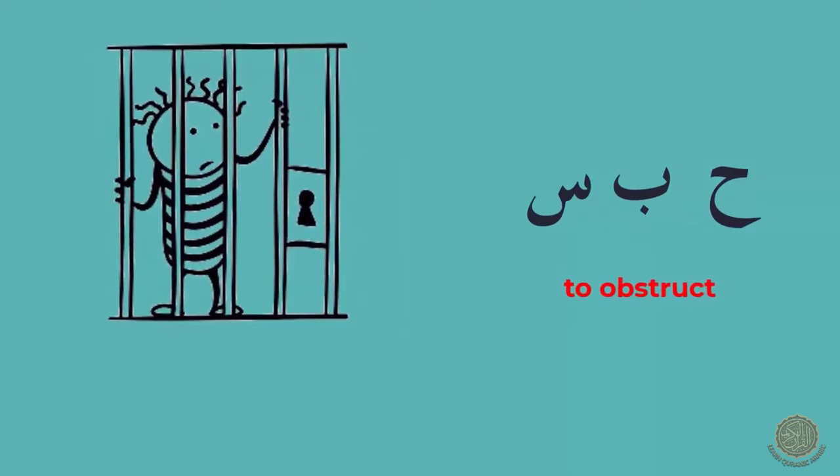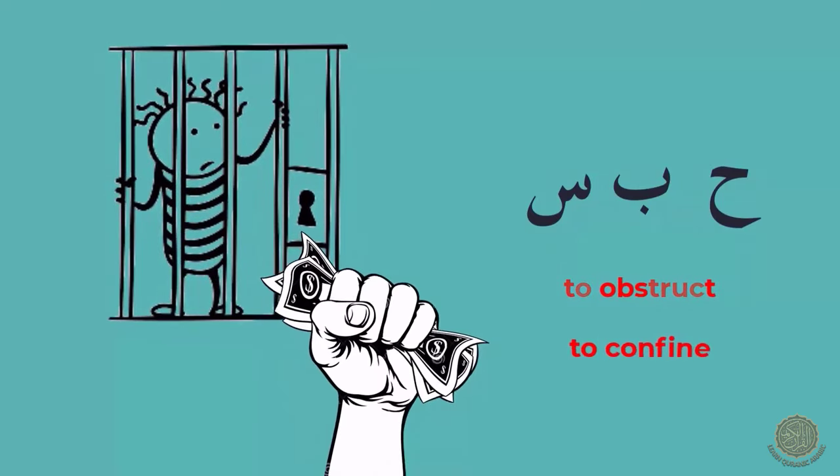Now, if we rearrange the three base letters, we get habasa. Habasa means to obstruct, to confine, or to withhold. So you can see they have opposite meanings. One means to swim or to float around, move around, while the other means to obstruct, confine, and withhold.